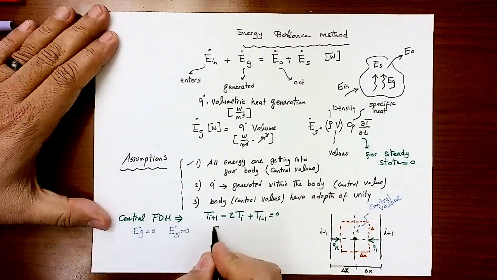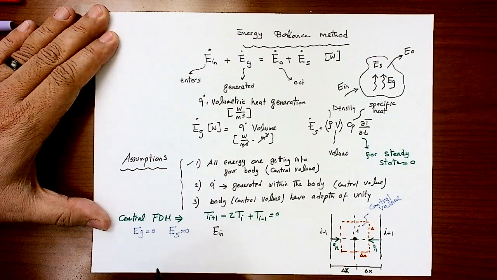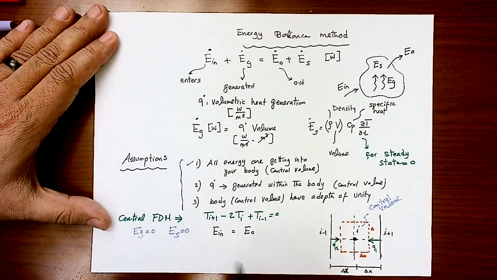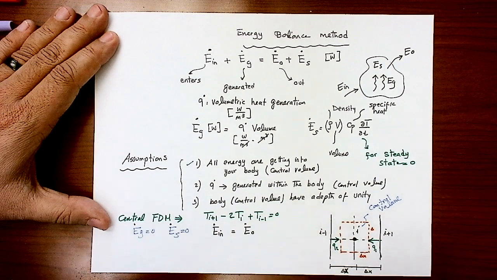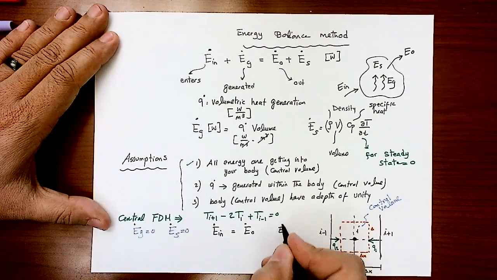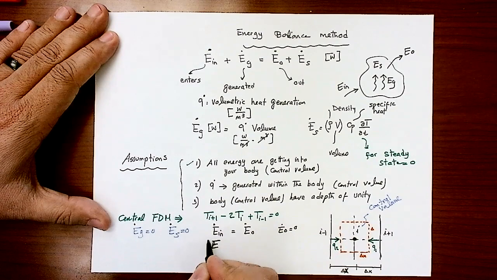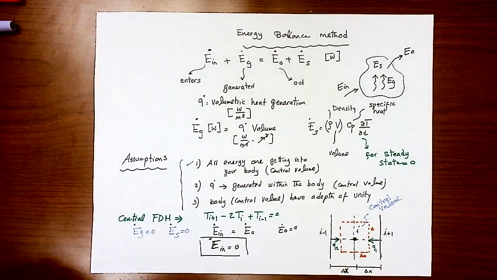It will be energy in equal to energy out. Energy generated is 0. Energy stored is 0. So the total energy in equal energy out. But we assume everything is coming in, so energy out also will be 0. So I'm going to end up having the total energy in equal to 0 for this specific case, right?